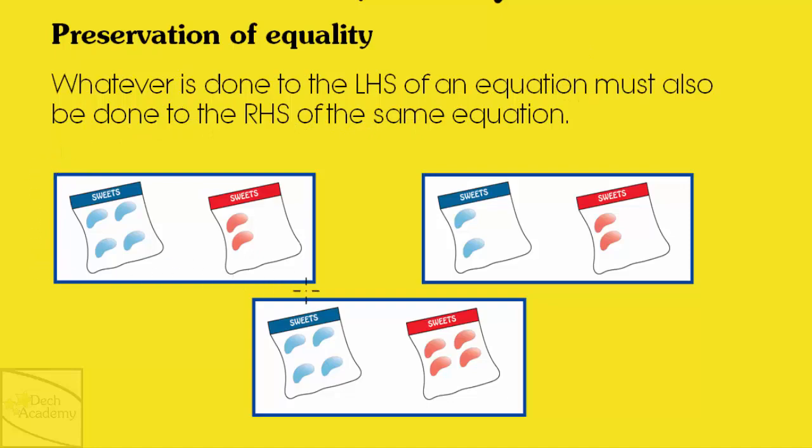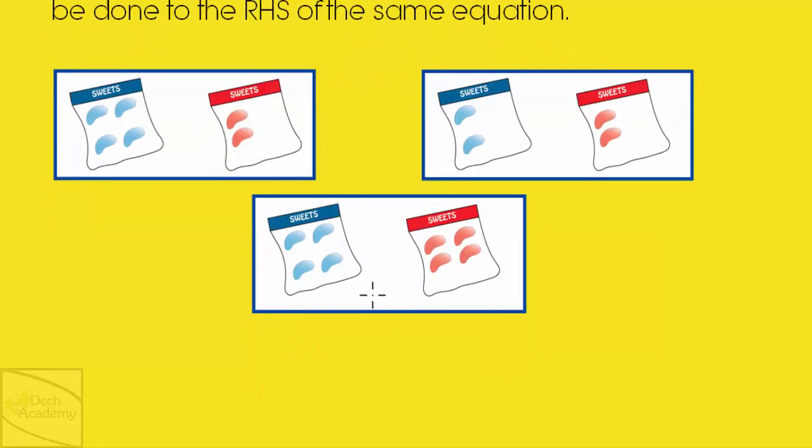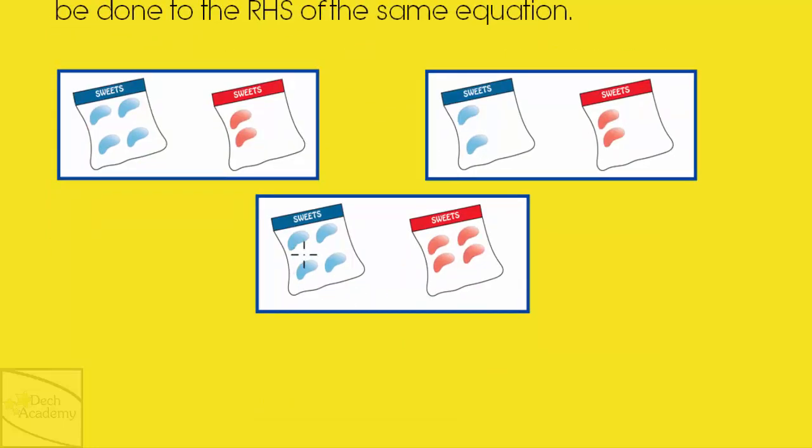So I'm using this as an analogy for an equation. Imagine we start with this bag of sweets. The number of sweets in this bag is 4. The number of sweets in this bag is 4 as well. So initially, the number of sweets are equal to each other. We can consider this as an equation: 4 sweets equals 4 sweets. Now imagine that 2 sweets are taken out of the right-hand side bag. We now have this scenario. There are 4 sweets on the left-hand side, and there are 2 sweets on the right-hand side.